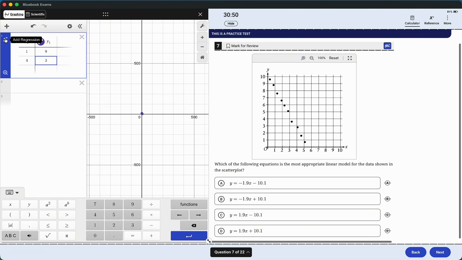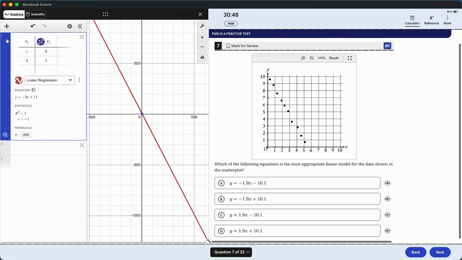This button appears here at the top left. You hover over, it says add regression. Click that button. Here's your linear regression. So we're looking for something that's closest to this. So negative 2x plus 11. Closest one is B.